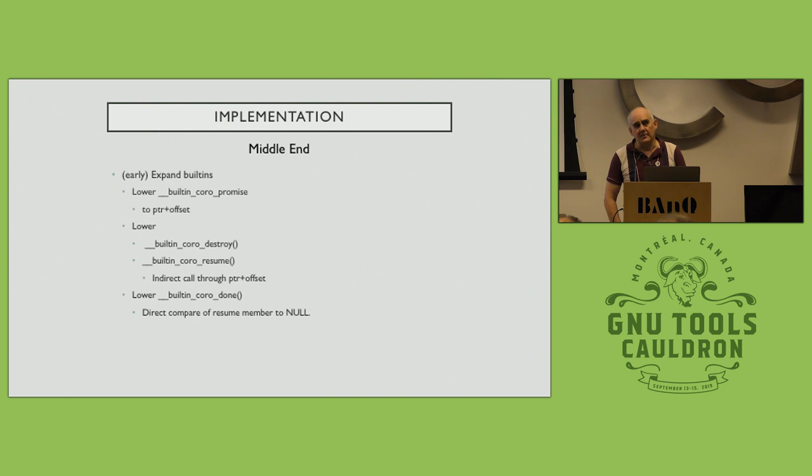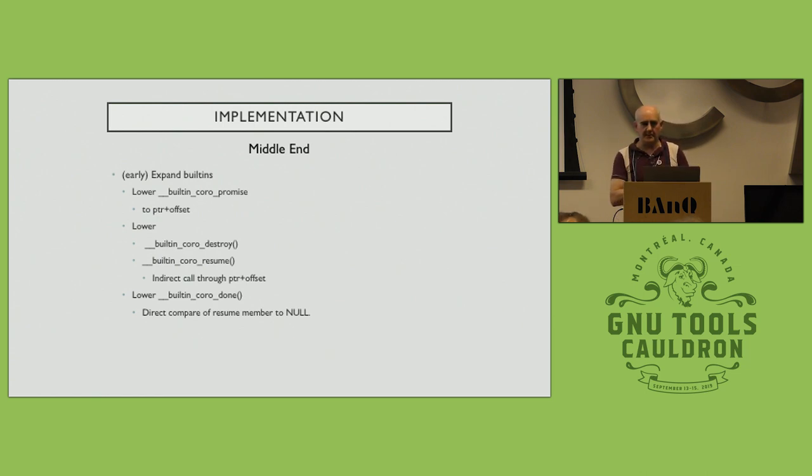One of the reasons the ABI is the way it is because the resume method is at zero offset from the coroutine pointer, the frame pointer. And that means that on some platforms, x86 for example, it's a very efficient indirect call. I'll come to that if there's any time left, which there is just about.